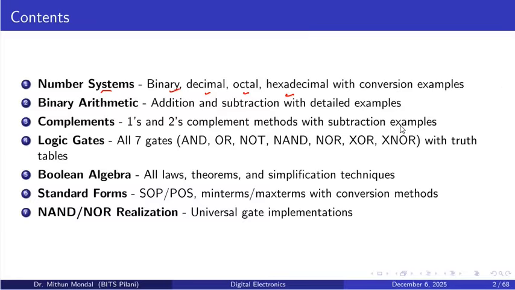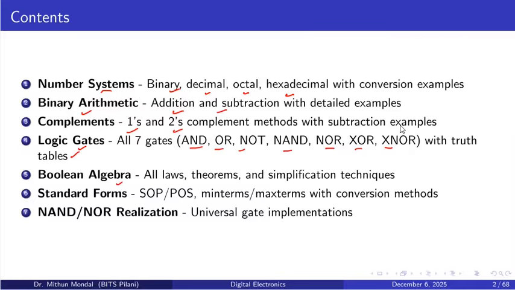Then we will do binary arithmetic, that is addition and subtraction, and how these are done for binary numbers. We will see the 1's and 2's complement and do the subtraction and addition. The logic gates: we will see all 7 types of gates such as AND, OR, NOT, NAND, NOR, XOR, and XNOR. And we will see the truth table for these particular logic gates.